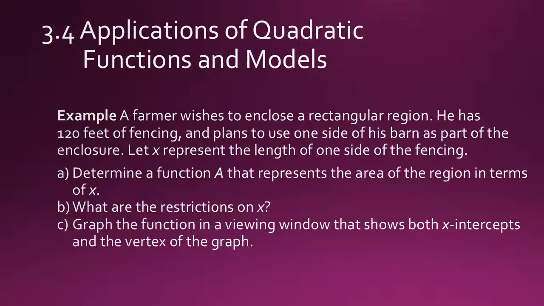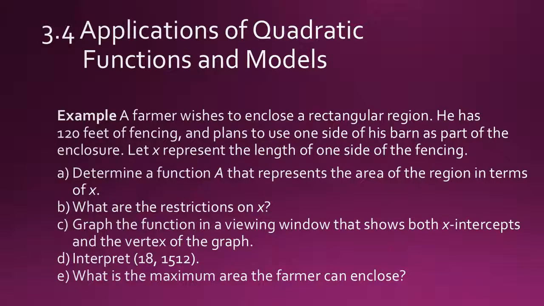And we're going to graph the function in a viewing window that shows both x-intercepts and the vertex of the graph. Then we're going to interpret the point on the graph (18, 1512). We're also going to answer what is the maximum area the farmer can enclose. Now, if you want to be brave and try this one on your own, pause the recording, give it a try, and then resume the recording and see how you did.